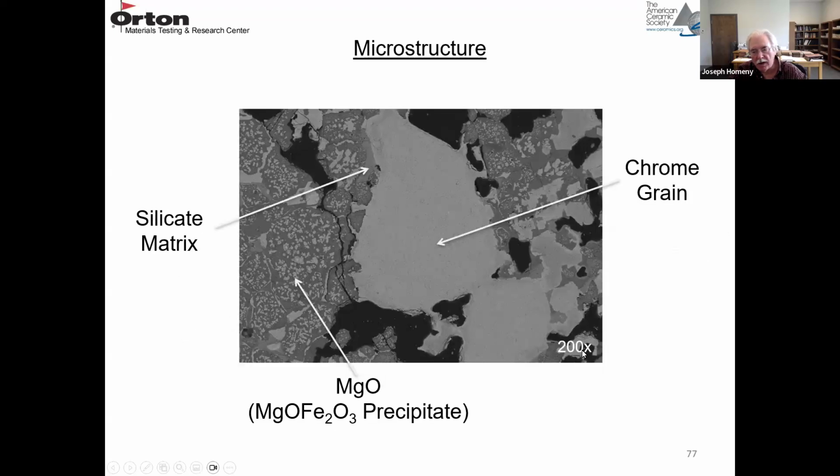And if you go to a higher magnification, this is 200X, you can see the chrome grains quite clearly. You can see the MgO crystals, you can see the grain boundaries, and then you can see this MgO-Fe2O3 precipitate, these white regions within the MgO grain. This gray colored area, a little bit darker than the chrome grain, is a silicate phase. There's a little more isolated silicate phase here and so on.